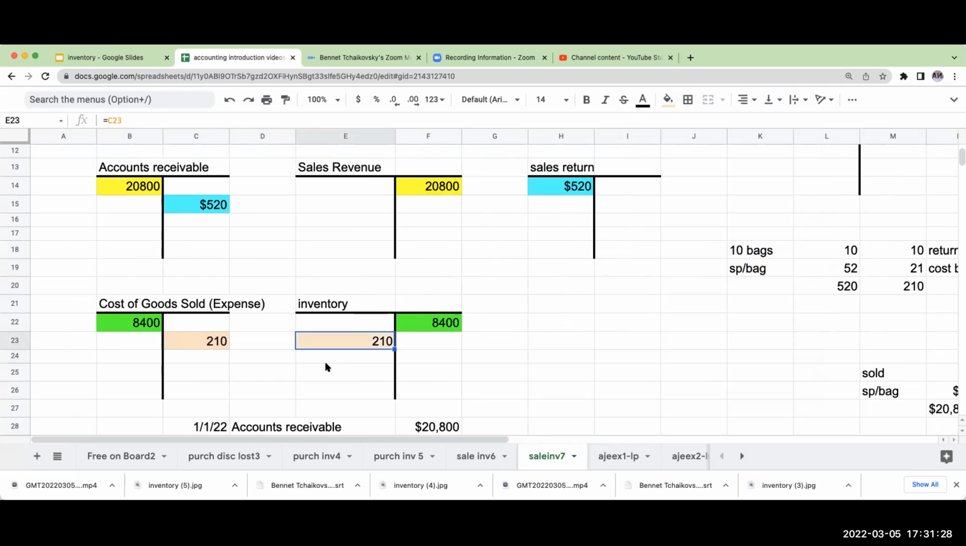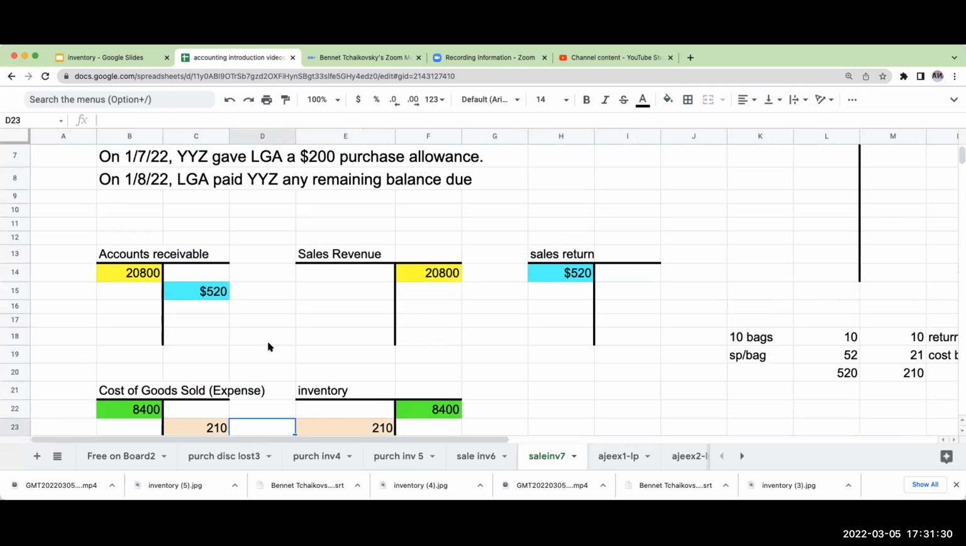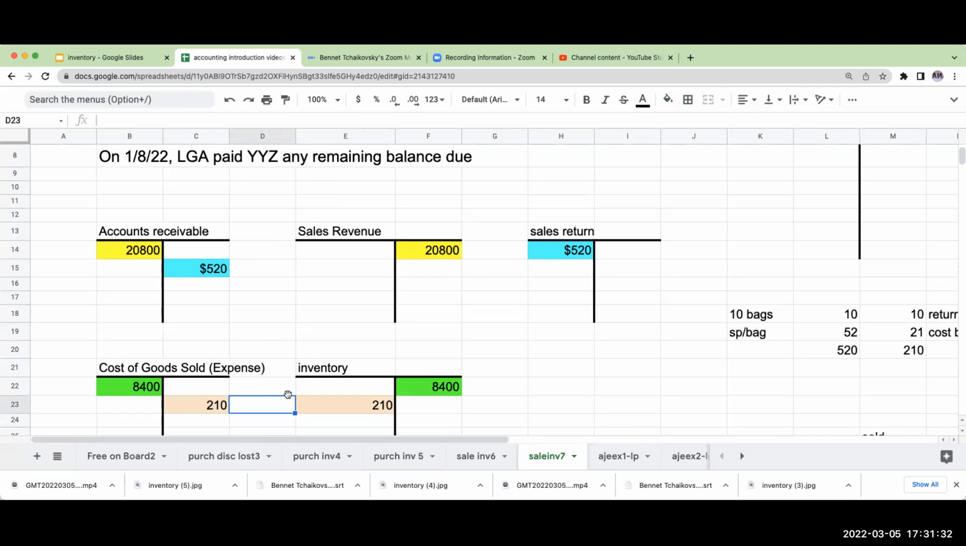Now, this inventory is going to be a little bit different because it's going to be returned inventory, right? So I may not be able to put it directly in. I might call it something else, but for our purposes here in terms of learning, this is how we're going to do it.